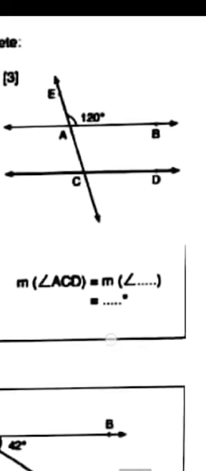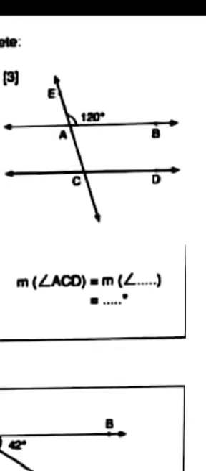Second, we want to find the measure of angle ACD. Firstly, we must know that the angle BAC equals 70, and the angle ACD, these two angles make a Z letter. Then the measure of angle BAC equals the measure of angle ACD, equal to 70 degrees, because the Z letter angles are called alternate angles, equal in measure. It means the measure of angle ACD equals 70 degrees.